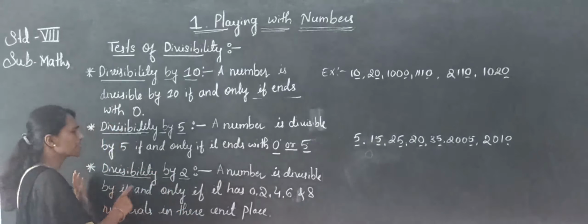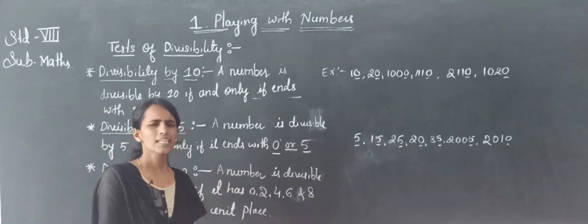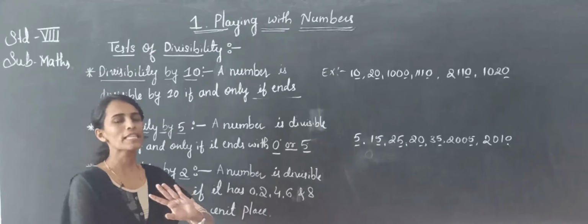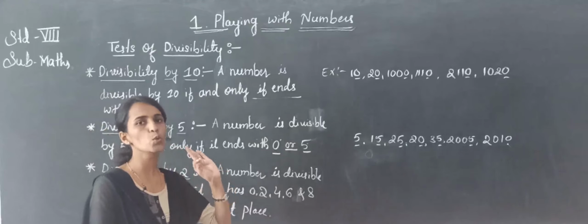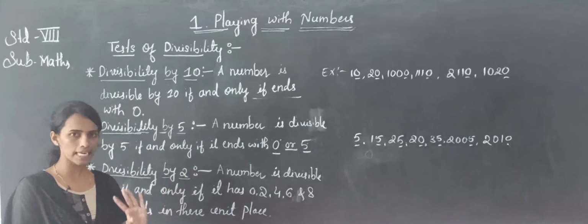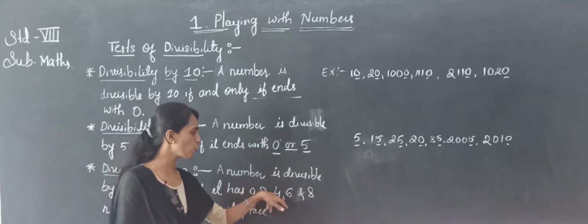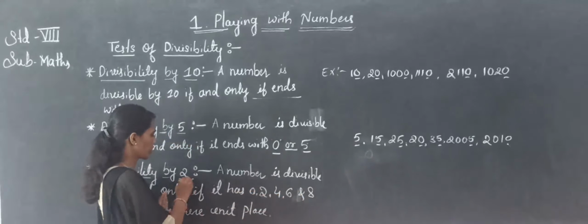The next one, divisibility by 2. You all already know this, you studied it in the 6th standard. Divisibility by 2 means all the even numbers, or the number which has 0, 2, 4, 6, 8 in its units place. Otherwise, the number which ends with 0, 2, 4, 6, 8 is divisible by 2.